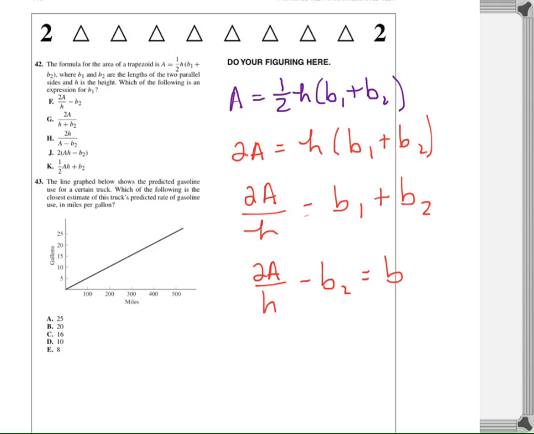Now you'll notice, no, they do have it in there. Okay, I thought they may have gotten a common denominator on the b2 and written it as one single fraction. There's our solution. Next one, number 50.